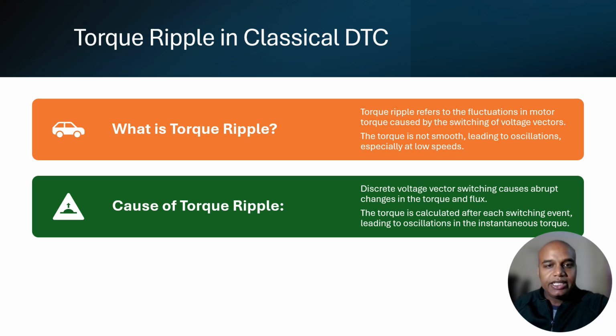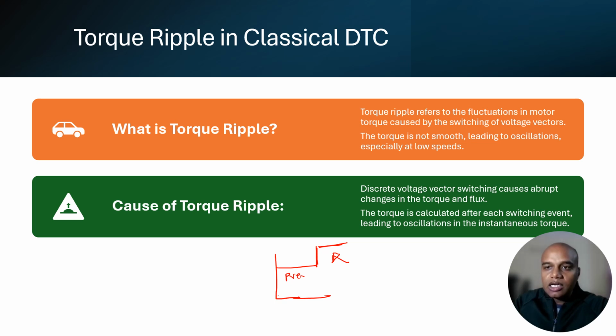However, DTC suffers from torque ripple. Why does this torque ripple happen in classical DTC? Because DTC uses discrete voltage vector switching, which causes an abrupt change in the torque. Suddenly the torque changes in a step from one value to another. Let's say this was the previous value, and suddenly I change the torque in a step. So we will see a kind of jerk being created in the motor.